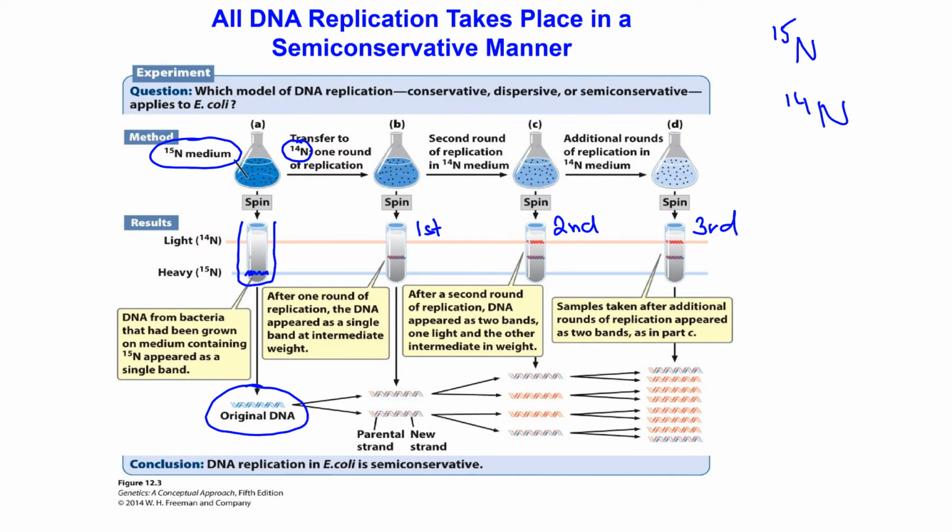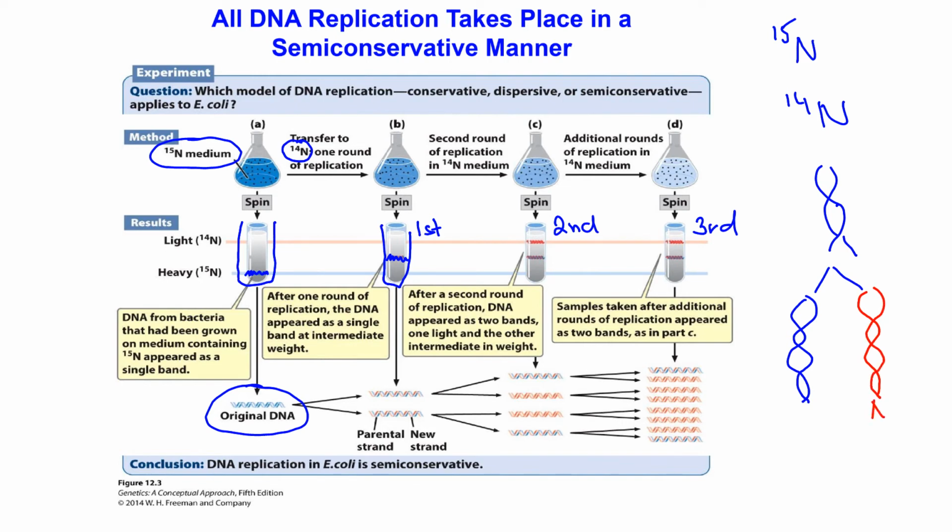After the first round, they again had only one band. But this band was slightly higher than in the previous case. So this one band immediately ruled out the conservative mode of replication. Why? If you recall, in the conservative mode of replication, the original strands of DNA also serve as a template for newly synthesized DNA. They reanneal and form one DNA molecule, and the newly synthesized strands, which I will label in red, will anneal and form a second molecule. So this new molecule will be labeled by N14 and the old one will be N15.